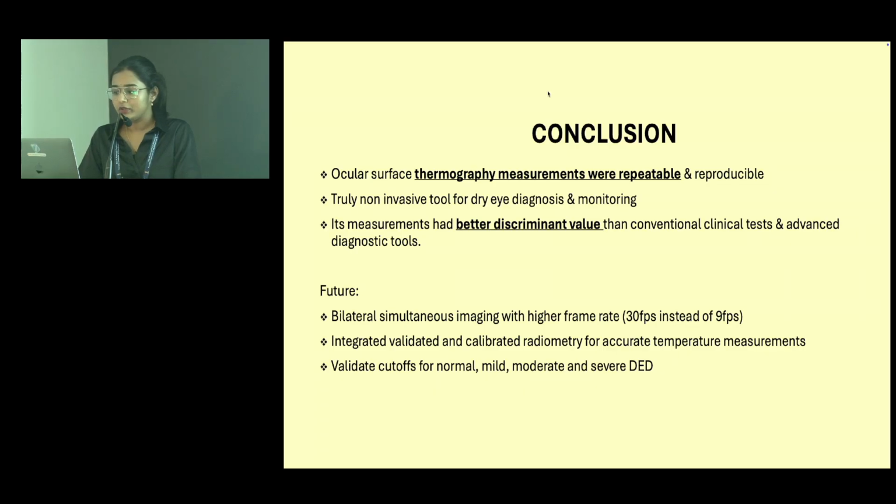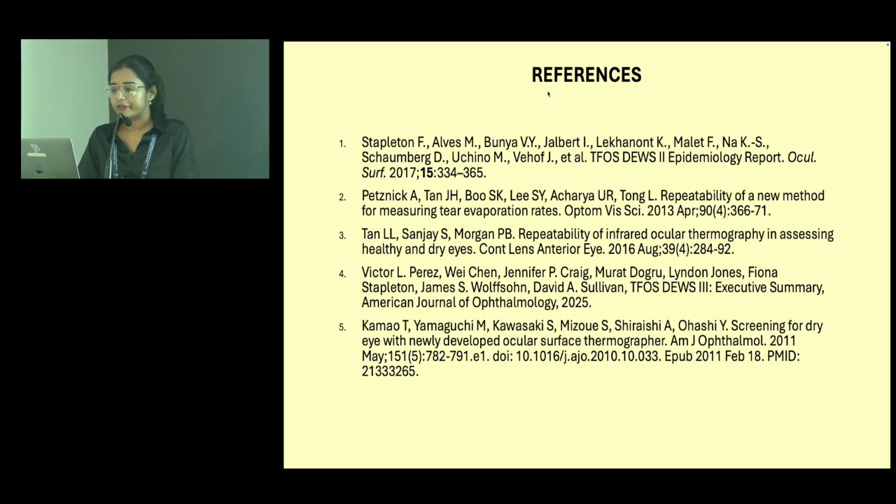Future works include faster and bilateral imaging, more accurate temperature calibration, and to validate cutoff for dry eye disease severity. These are my references. Thank you.